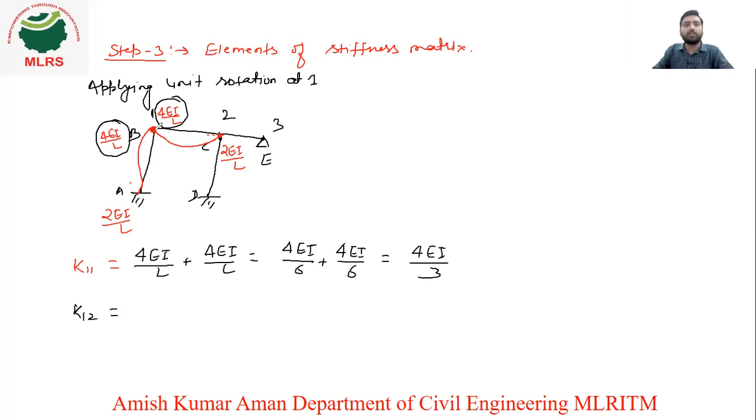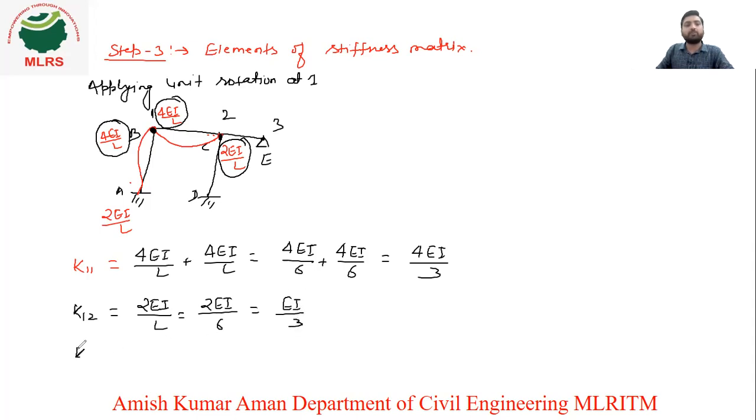Now coming to K12. K12 means giving unit rotation at 1 and calculating the stiffness at 2. You can see here we have already given that value. What is that? 2EI by L. Because if you are giving unit rotation at 1, what will be the stiffness at 2? It will be 2EI by L, half of the stiffness at B. So 2EI by L, and the span is again 6. If you calculate, you will get EI by 3.